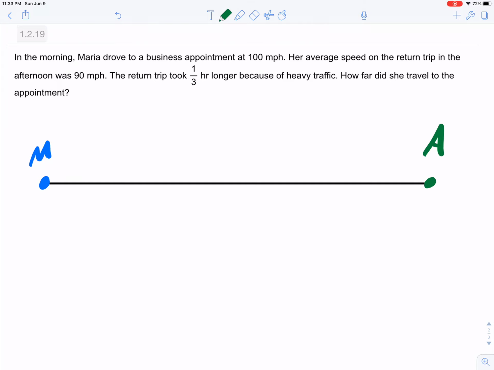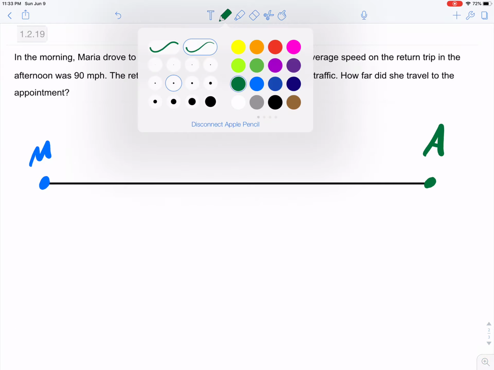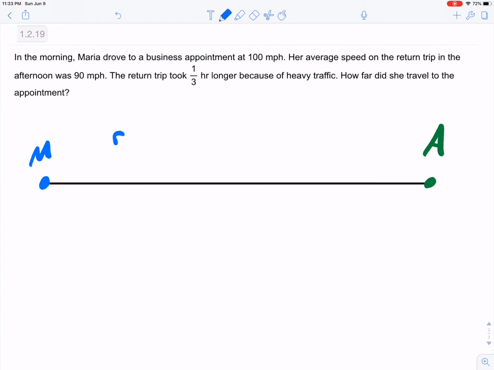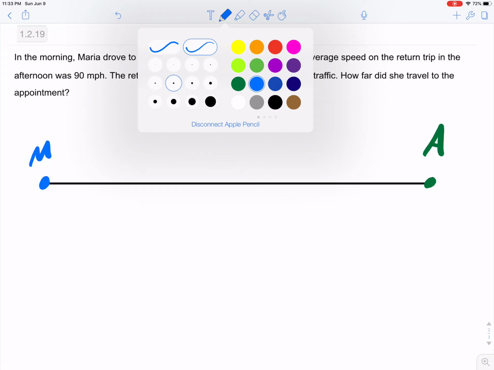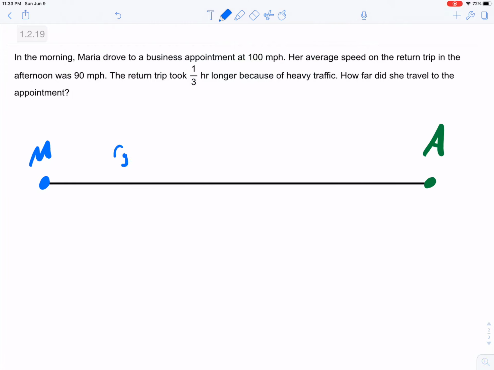So in the morning, Maria drove to a business appointment at 100 miles per hour. So let's say her rate going was 100 miles per hour, right? Her average speed on a return trip in the afternoon was 90 miles per hour. So I'll say rate return. This was 90 miles per hour. The trip took 1/3 hour longer. How far did she travel to the appointment?